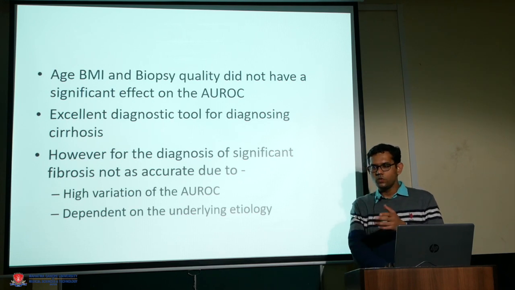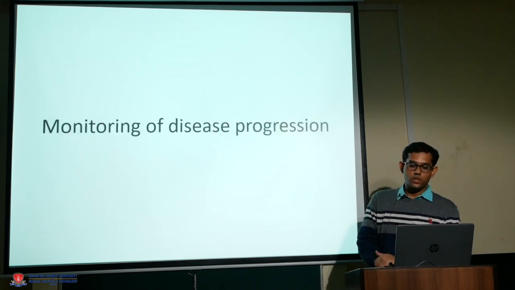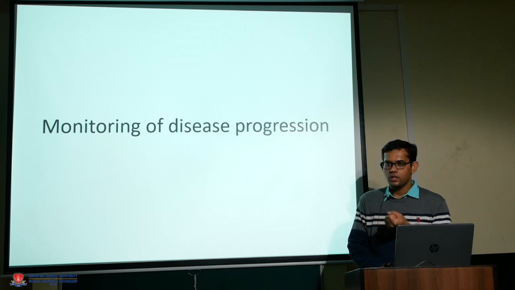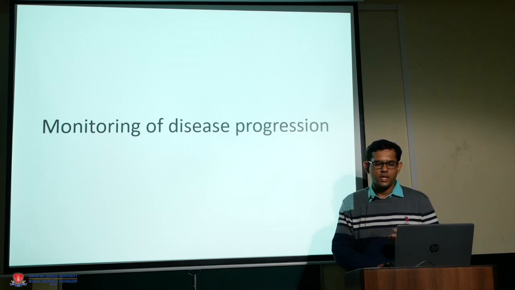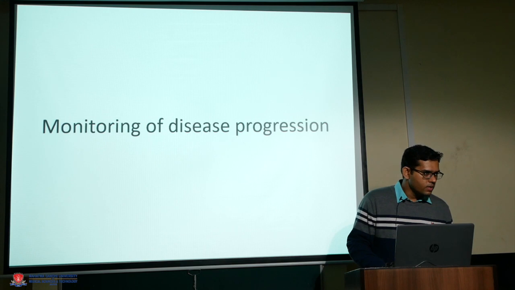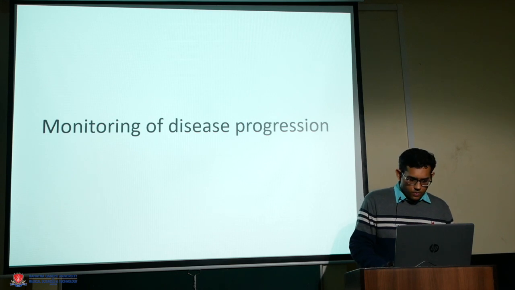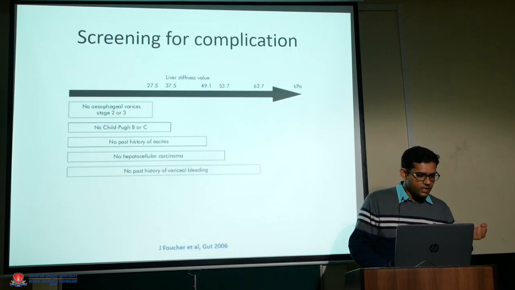Now, what is it then used for? It is basically used for monitoring disease progression, like when a patient has hepatitis B. That is a chronic disease which he will be carrying almost his whole life. For him it is important to monitor the amount of fibrosis that exists. Also, there are several other diseases like fatty liver.